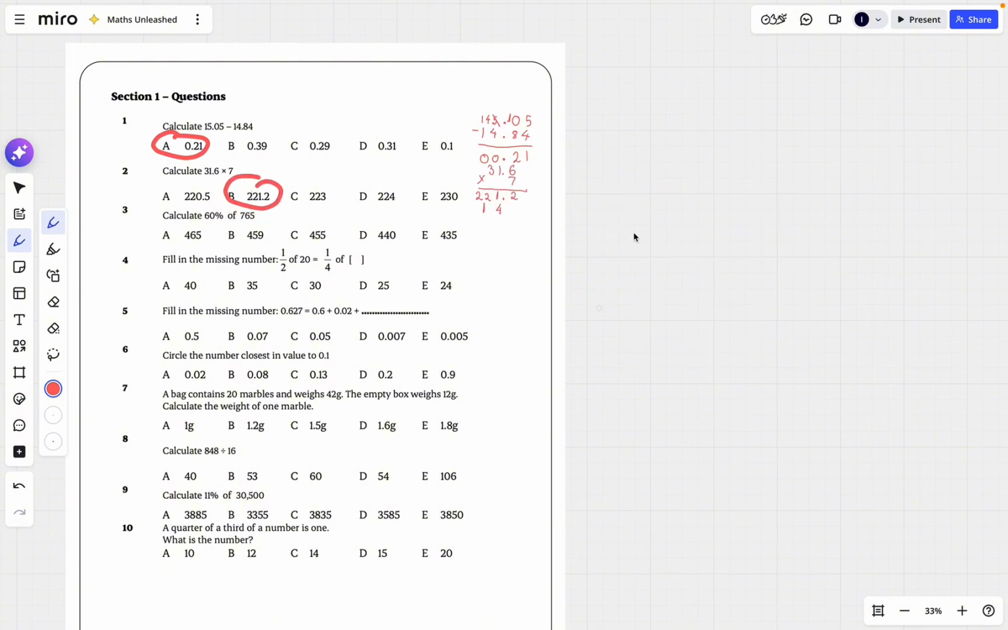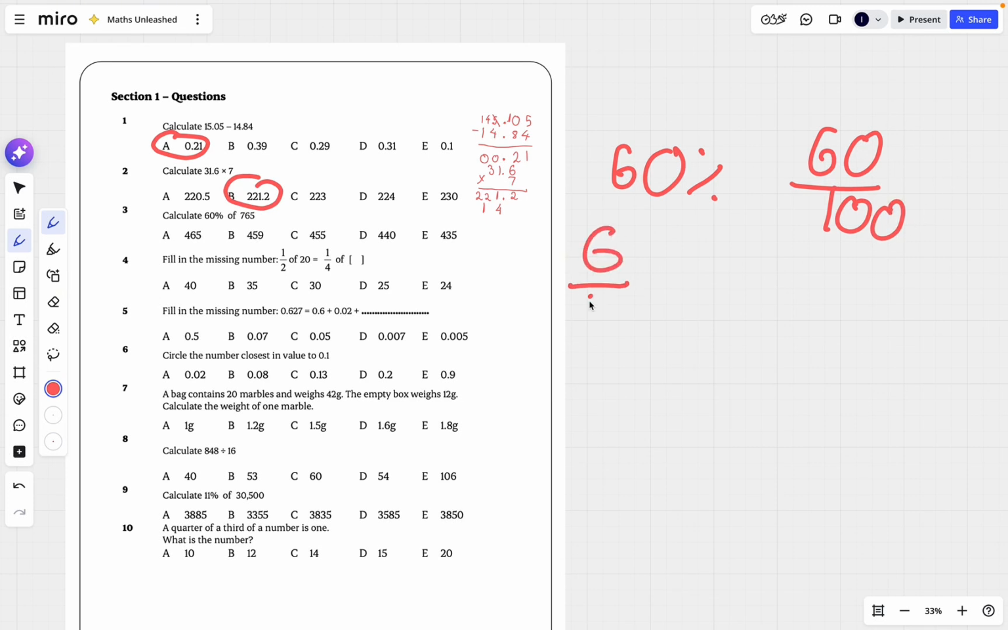The next question says calculate 60% of 765. There are two ways to do this. We could either divide by 60 and then times by 100, or times by 100 and then divide by 60. Alternatively, we could turn 60% into a fraction. This will make it much easier. 60% is 60 out of 100. We can simplify this to 6/10, which we can then simplify to 3/5. So we know we need to find 3/5 of 765.